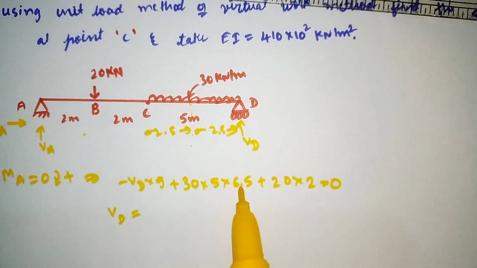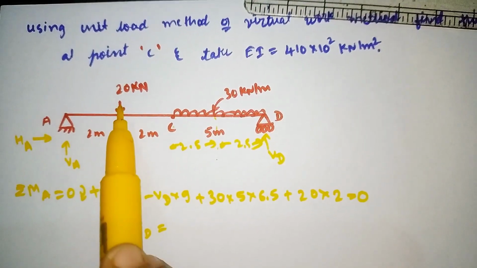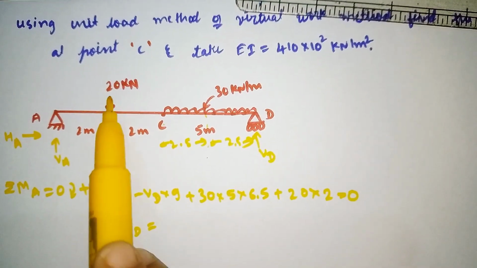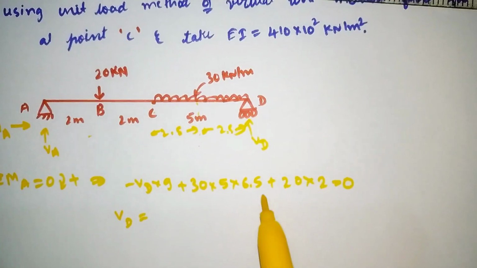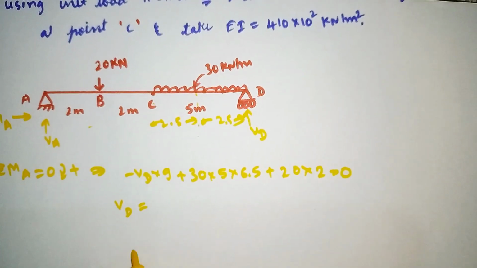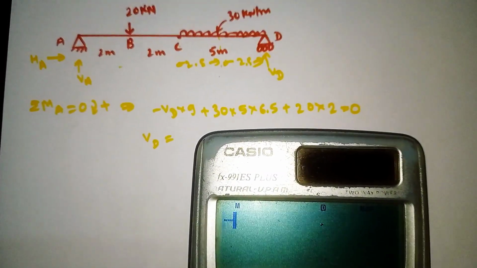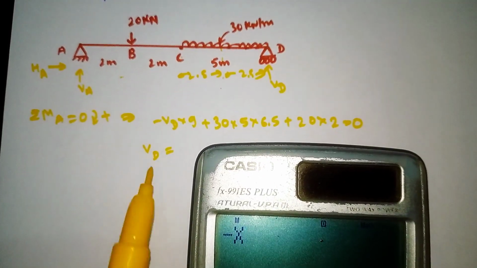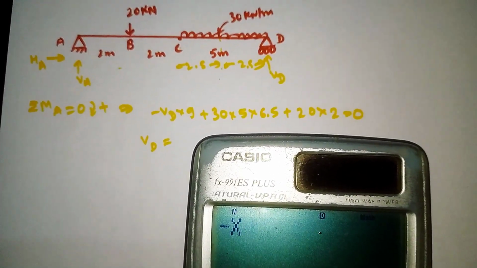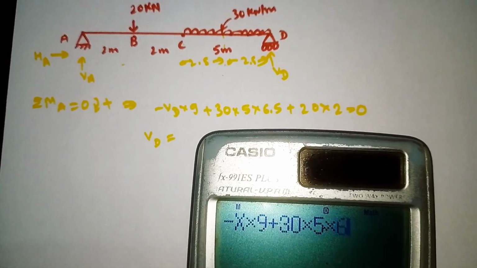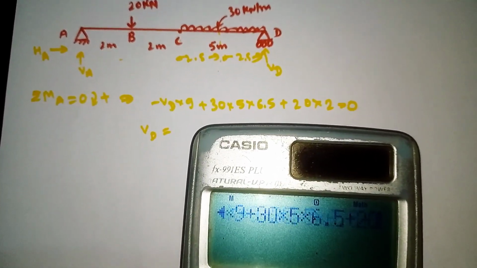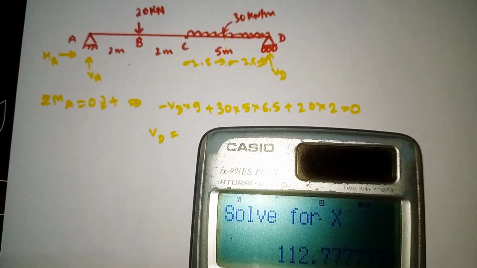So I have written 6.5, plus one more point load is acting. So it is also moving clockwise. So 20 into 2. So plus 20 into 2 is equal to 0. Now solve it. Our VD is nothing but our x here. X into 9 plus 30 into 5 into 6.5 plus 20 into 2 is equal to 0.